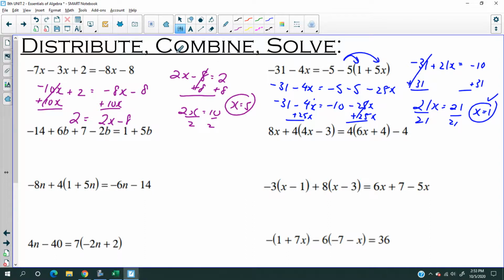Okay, let's try a double distribute. Now, how are we doing? I want to keep this short today, actually. Give you guys a little break. Let's see if I can get this to 10. Let's try a couple more.